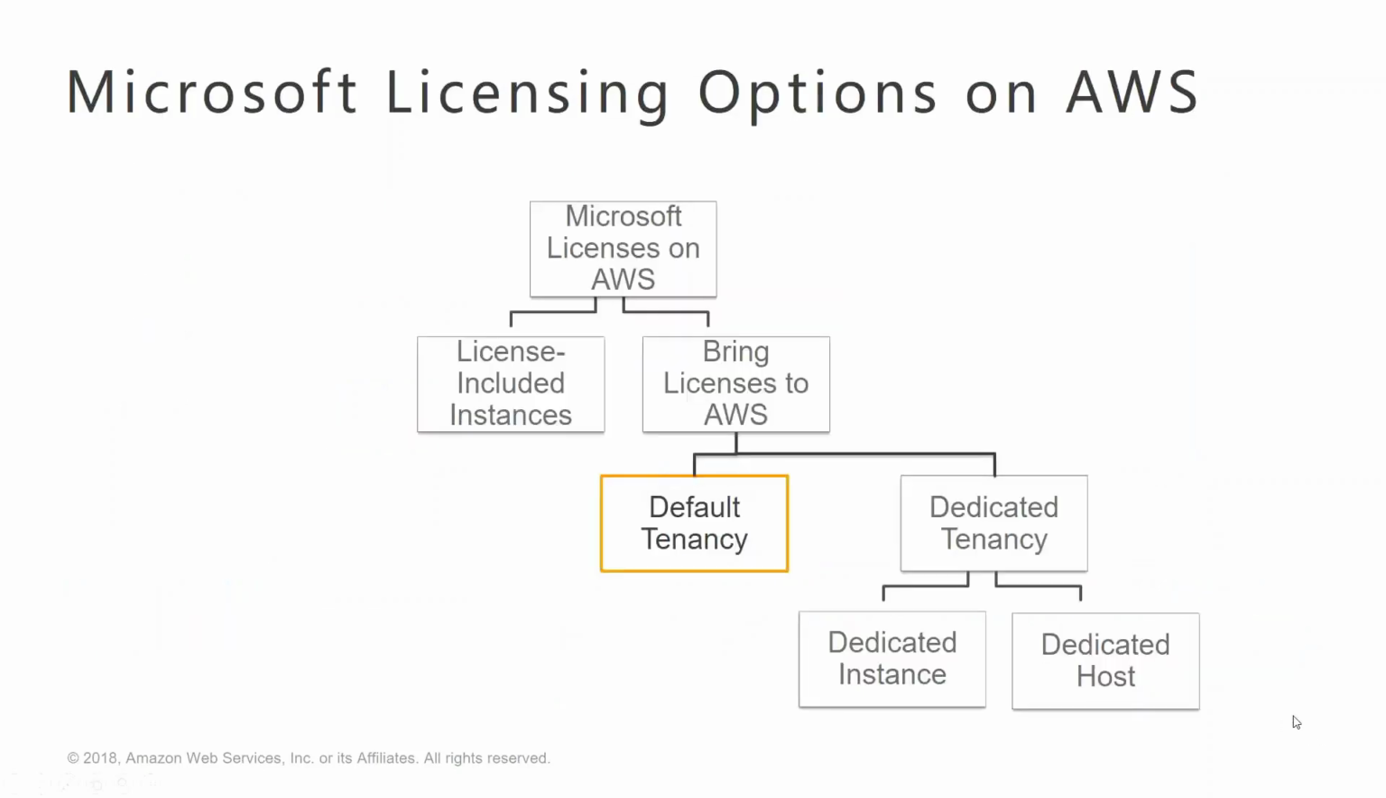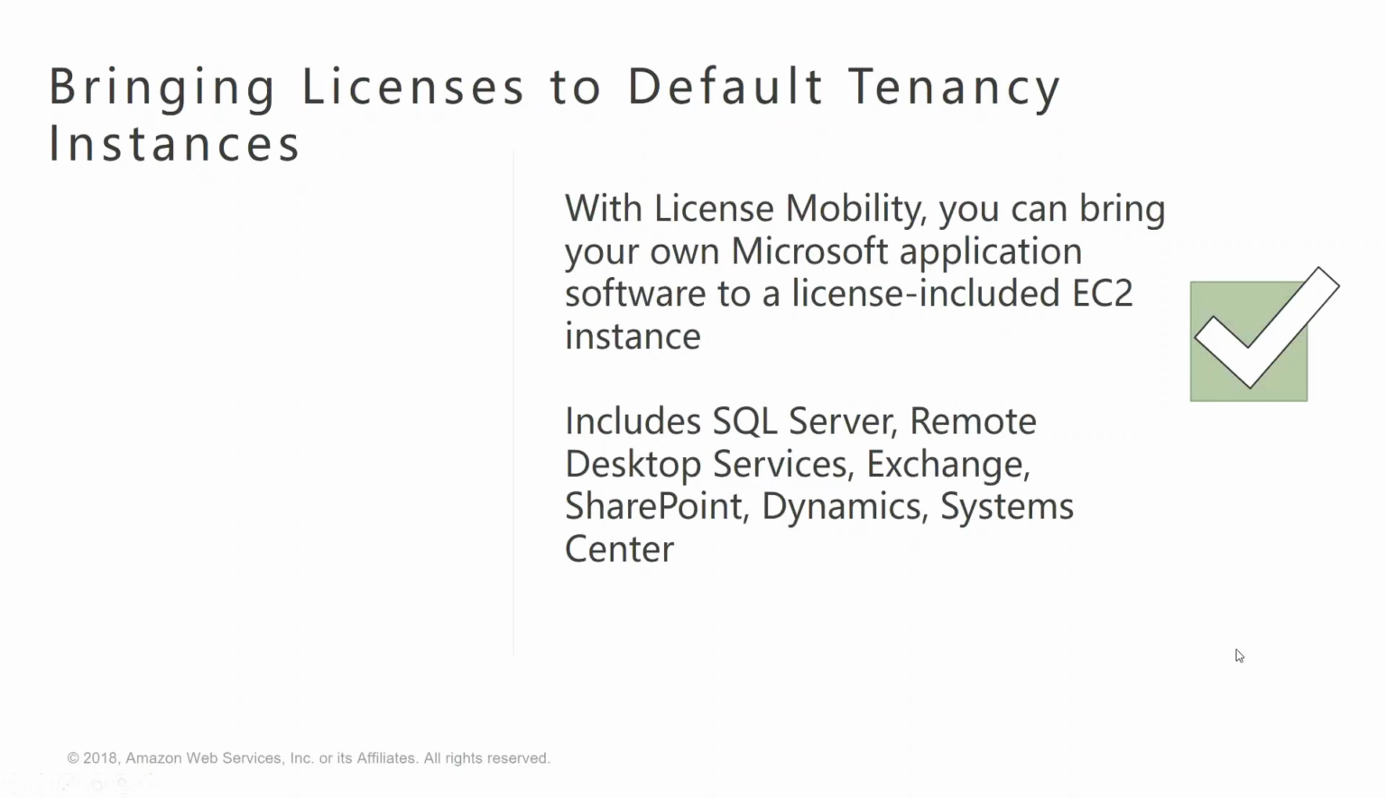So why did I go through all of that? Let's see what that means for bringing your own licenses. So the default tenancy, again, that's your multi-tenant host. Let's see what licenses you can bring from Microsoft to that multi-tenant host. The first thing to know is the only time you can bring a Microsoft license to that default or multi-tenant instance is if you have software assurance. Software assurance gives you license mobility to bring your own Microsoft application to an EC2 instance. Examples of this would be bringing your own SQL Server, Remote Desktop Services, Exchange, SharePoint, Dynamics, and System Center.